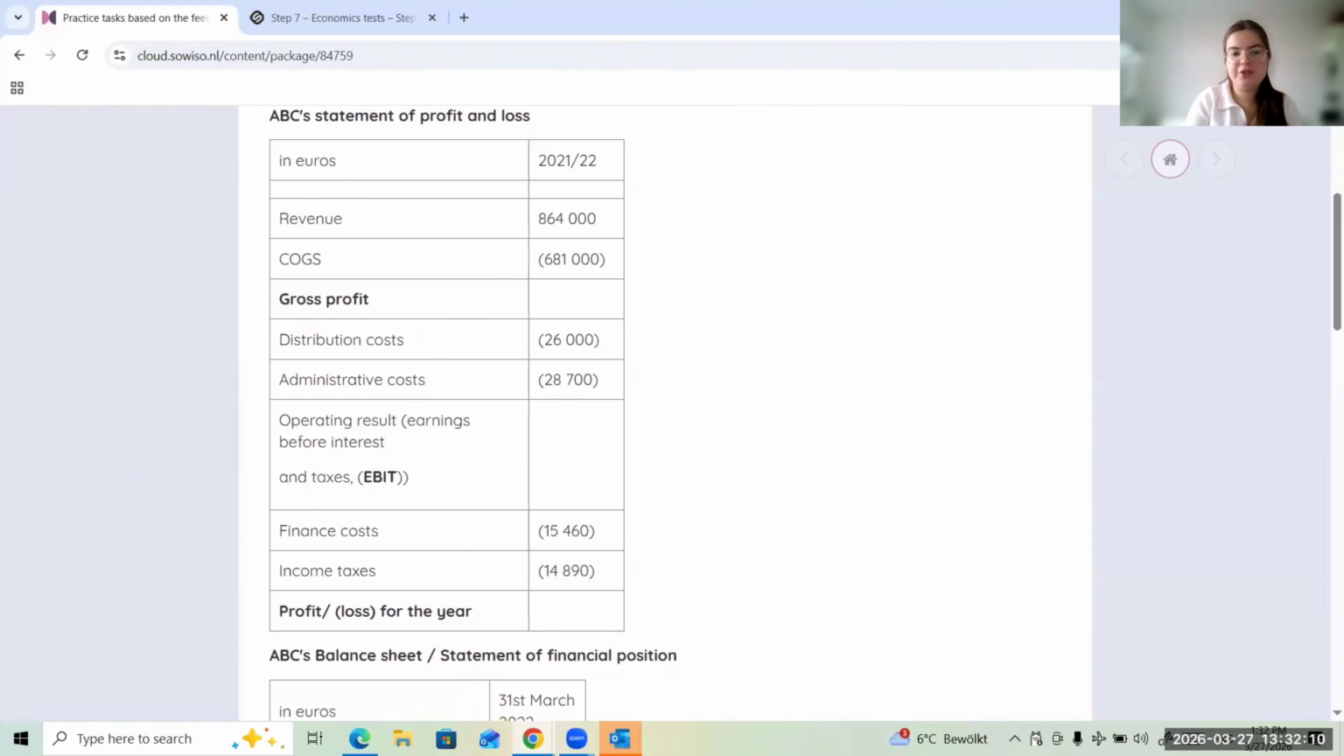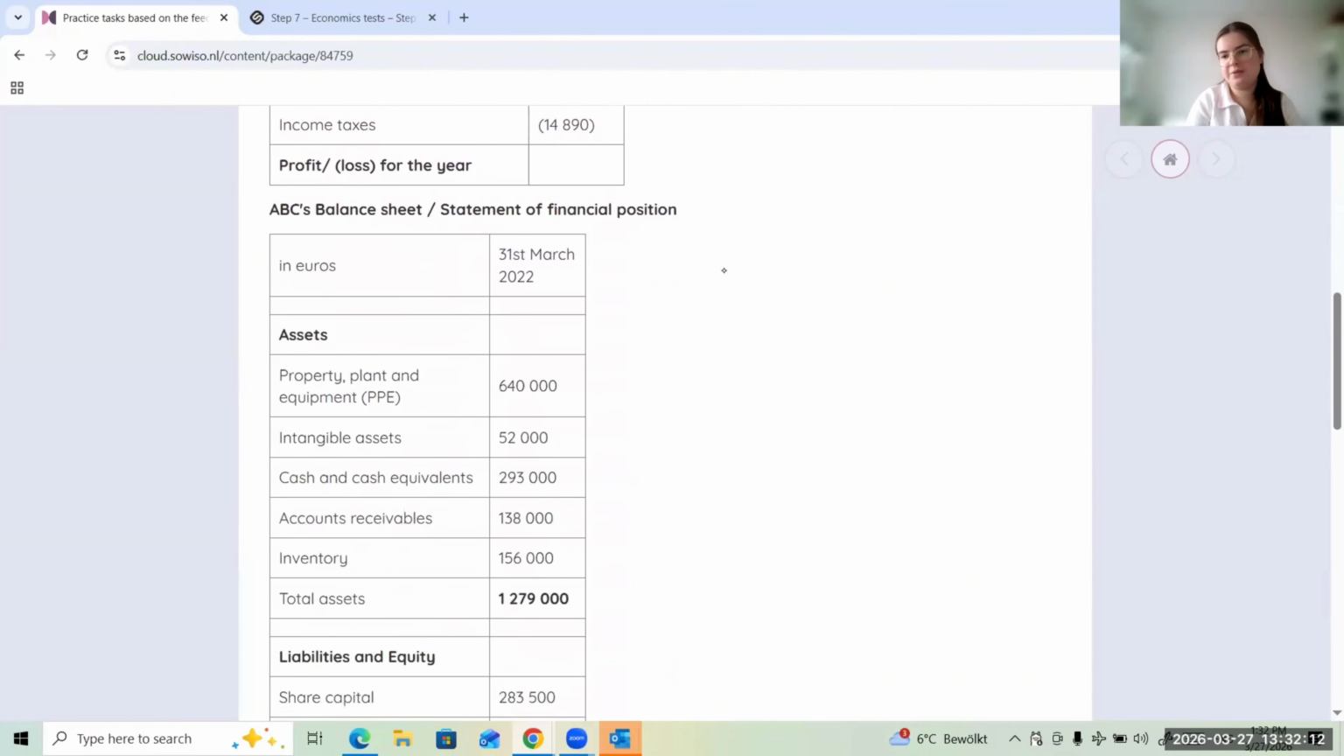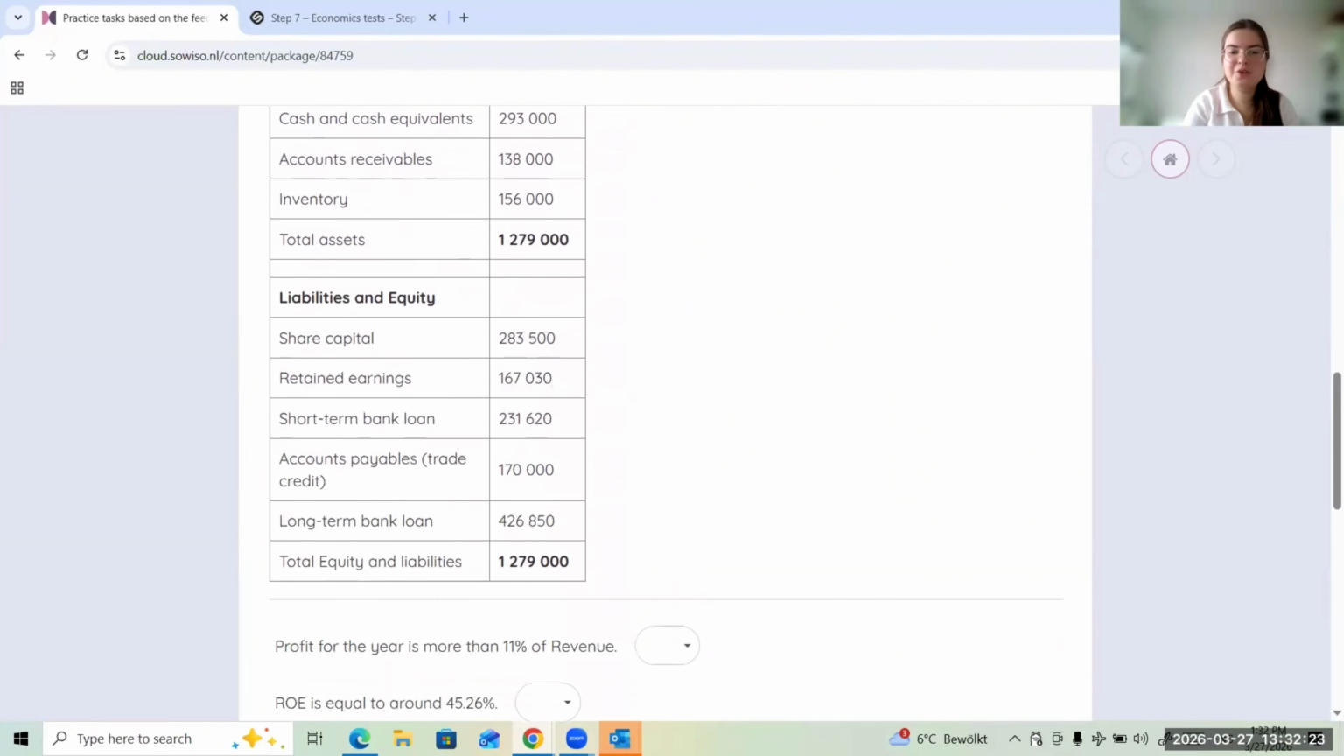So here you have the profit and loss and balance sheet. Also, usually on the exam, they only give you one financial statement. They give you just the cash flow or just the balance sheet or just the P&L. But again, since we're making the task more difficult, that's what I did. So enjoy, so to say. And we will solve it together.